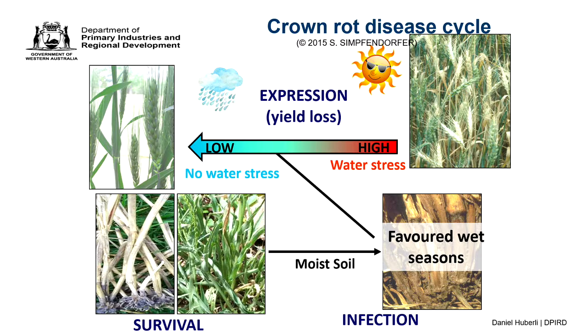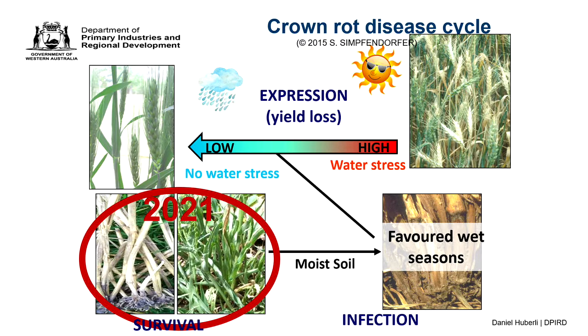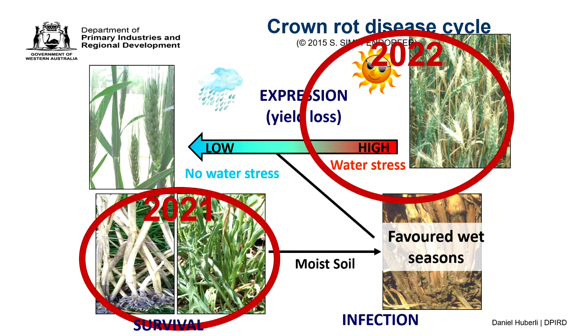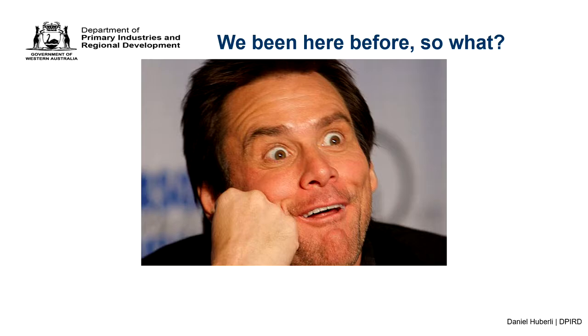Just going back to this crown rot life cycle, so for 2022, potentially there are paddocks with a fair amount of inoculum that have been generated over this year with all the start of season rains. And depending on the season for next year, if it ends with a very dry finish, you could end up with a lot of paddocks with whiteheads. We have been here before.